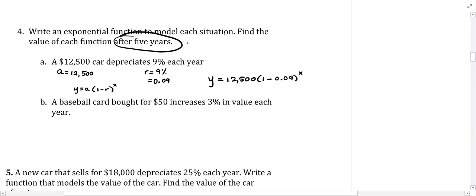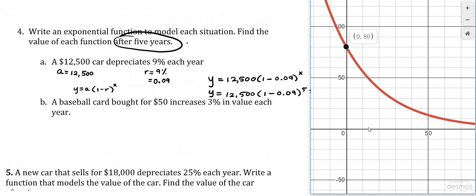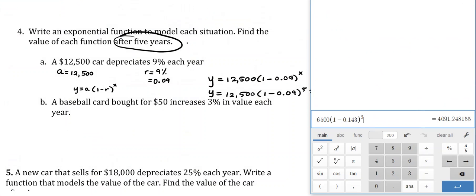and then find the value of each function after 5 years. So this is write the exponential function. That would be the exponential function. And after 5 years would mean that we substitute in 5 for x. Okay. I automatically go for my calculator, but I want to show you guys what it looks like, so I have to do it on the computer.